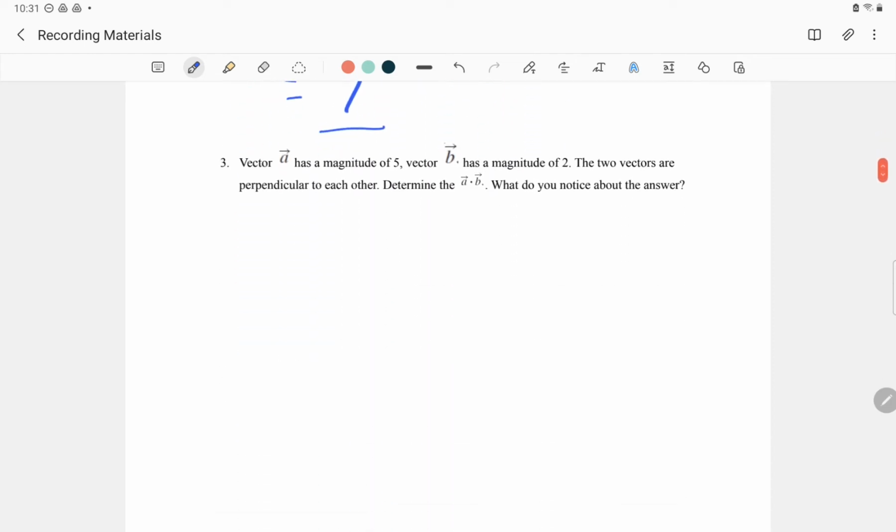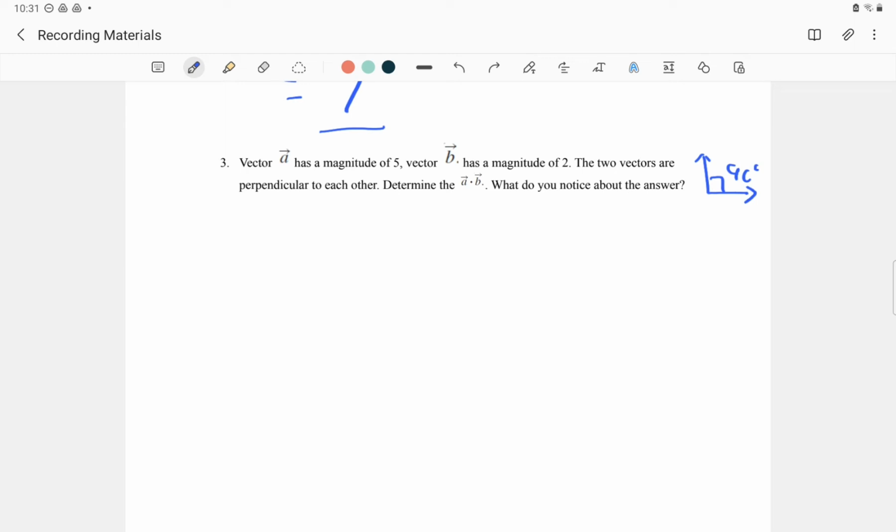So moving on to the third question. This question explores a phenomenon that is worth taking note of, which is when two vectors are perpendicular to each other, meaning that the angle between the two vectors is 90 degrees. So using this question, vector A has a magnitude of 5 and vector B has a magnitude of 2. The two vectors are perpendicular to each other.